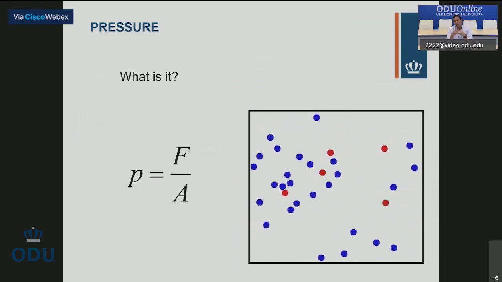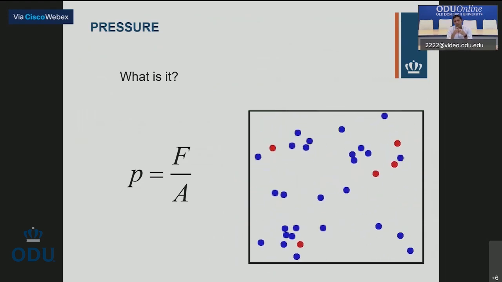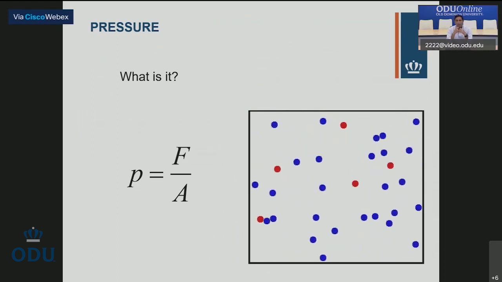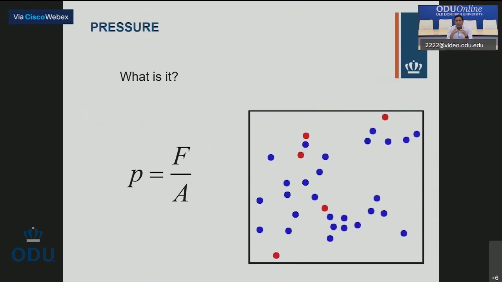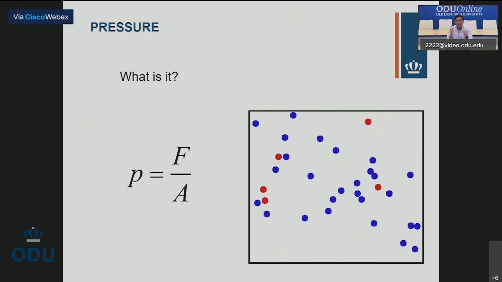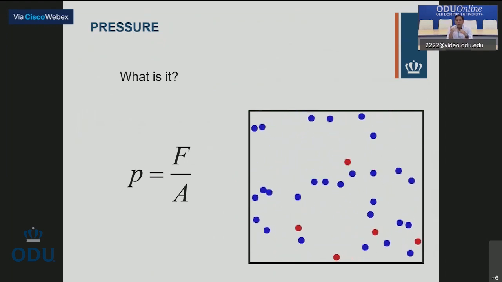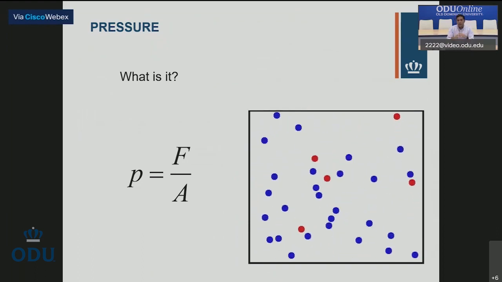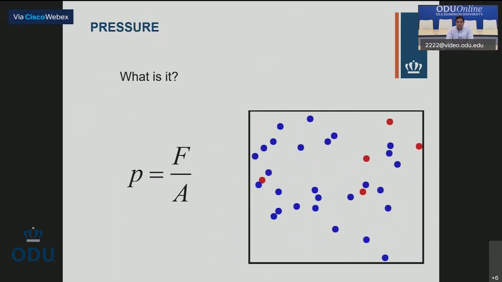So think about the molecules that are moving on the screen. Look at how they're moving and moving and moving nonstop. And those molecules do change direction when they collide among each other, or when they collide with the walls of the container.